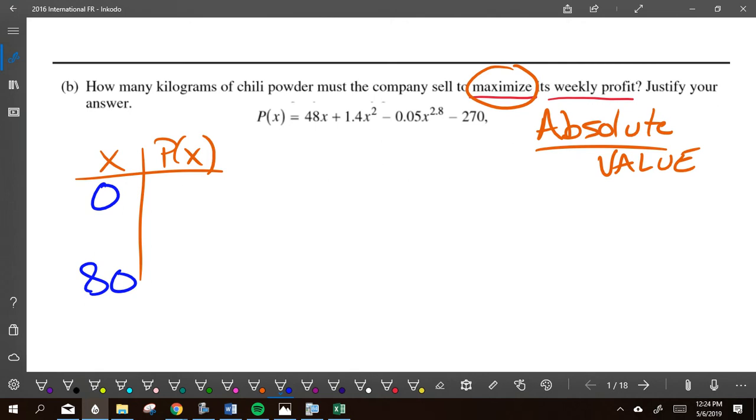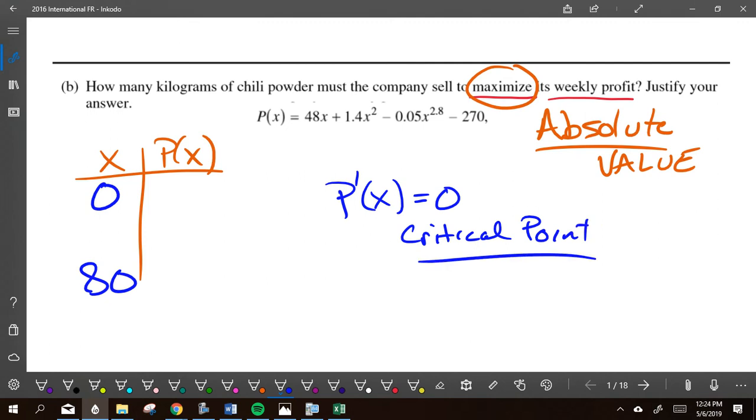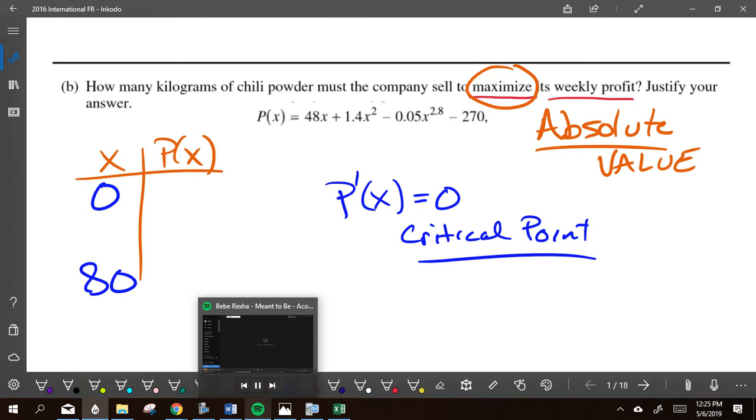You score a point on this problem if you wrote P prime of X is equal to 0, otherwise known as critical points. You don't have to write "critical point," but you're trying to figure out when the derivative is 0. You got a point if you wrote P prime of X is equal to 0.